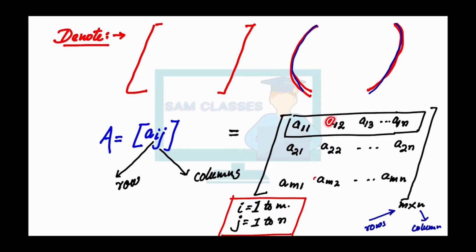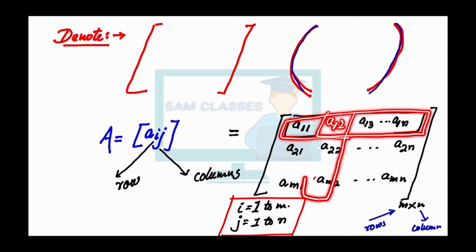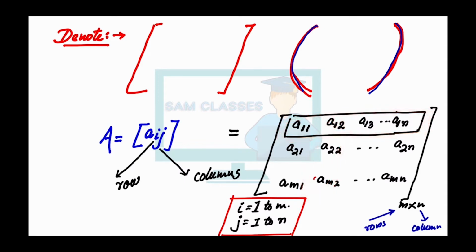Now the next one is a12. Students, 1 means it belongs to the first row, and 2 means it belongs to the second column. Very simple. Now let's see the last element. Total we have m rows, so that's why m here, and we had n columns, so that's why n: a_mn. So what is the order of a matrix? m cross n, where m stands for the number of rows and n stands for the number of columns. So very simple. Capital letter for the matrix, small letters for the elements inside, and we know how to write each element.